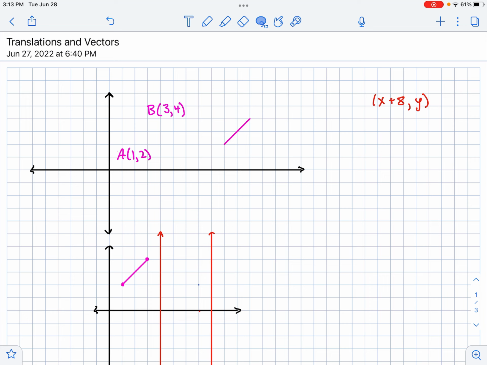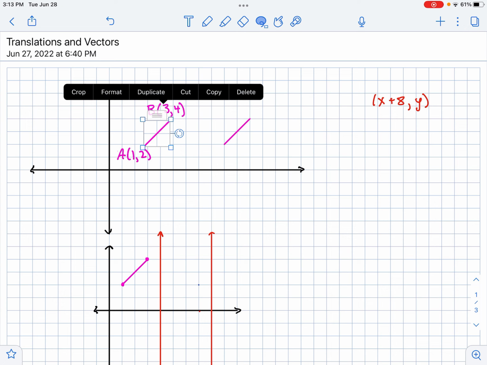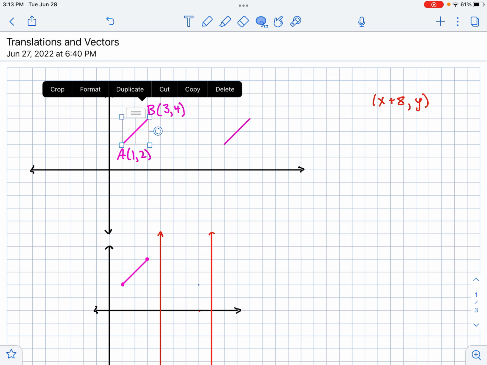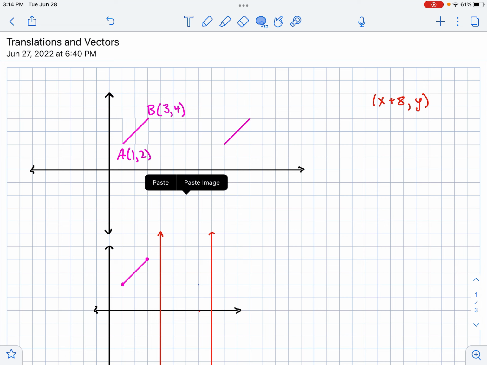Now, if you look at the original, so let me copy this and paste back. This is where we started off. And what we have here is a picture of what happened. This is the pre-image, and this is the image over here. So this is A prime, B prime, okay? And what happened is we added 8 to each of the x coordinates. So this is 9, comma 2, and this up here is 11, comma 4, okay?